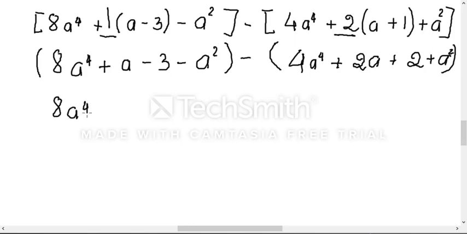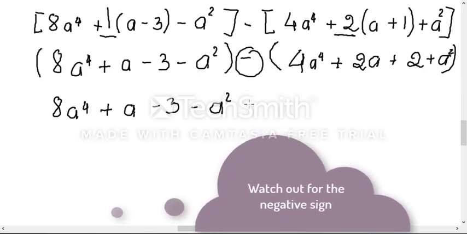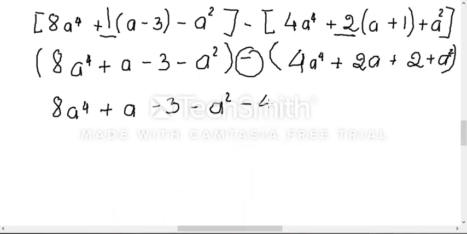So if I distribute, we get 8a to the fourth plus a minus 3 and minus a squared. And right here, you've got to be careful because the negative is going to change the sign of everything. So we'll get minus a to the fourth and minus 2a minus 2 and minus a squared.